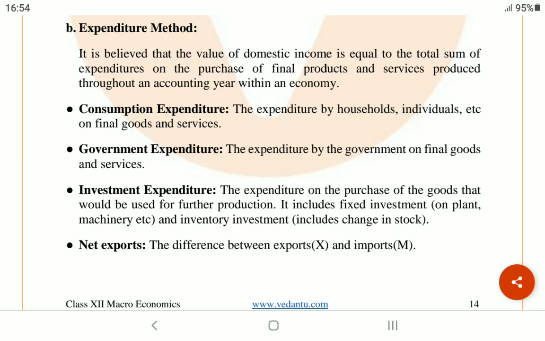Next is consumption expenditure, the expenditure by households, individuals, etc. on final goods and services. Government expenditure, the expenditure by the government on final goods and services, is known as government expenditure. And investment expenditure, the expenditure on the purchase of goods that would be used for further production. It includes fixed investment on plants and inventory investments on stocks.